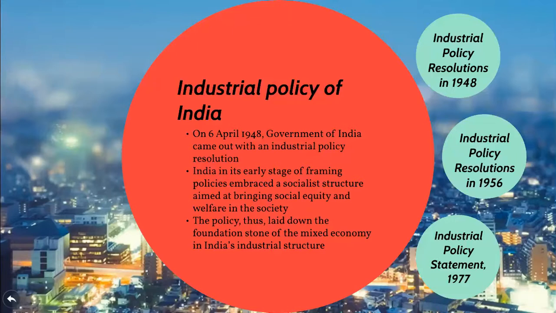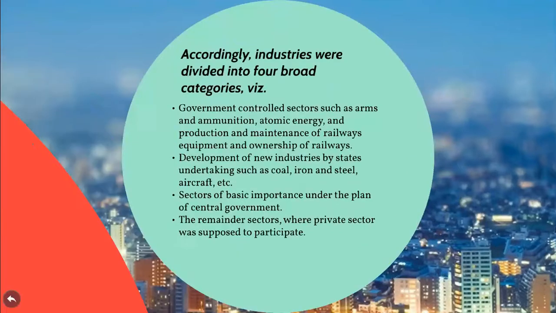It was basically the industries, okay, were divided into four broad categories. In the first category came the government controlled sectors such as arms, ammunition, atomic energy, and production and maintenance of railway equipments, ownership of railways. This was the first sector. Okay, and next kind of industry were development of new industries by states undertaking such as coal, iron and steel, aircrafts, etc. So the first one was mostly the central government used to control.